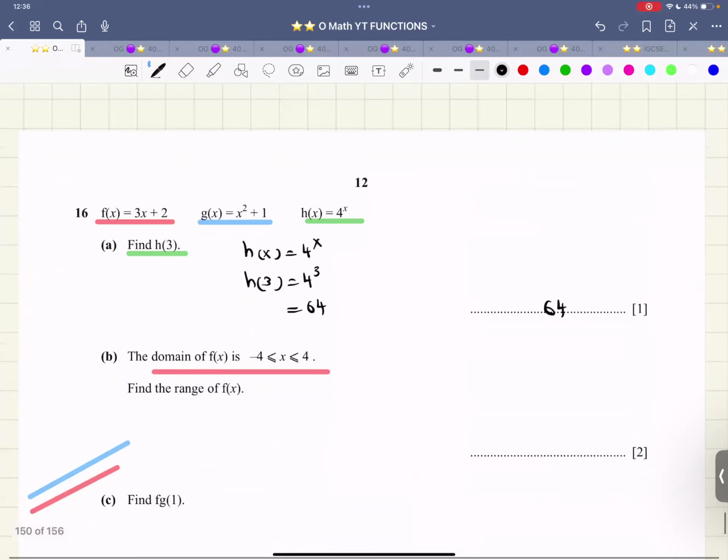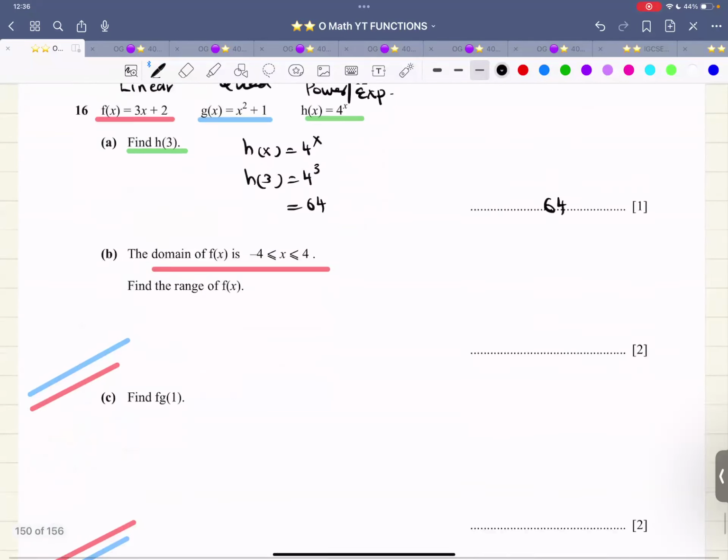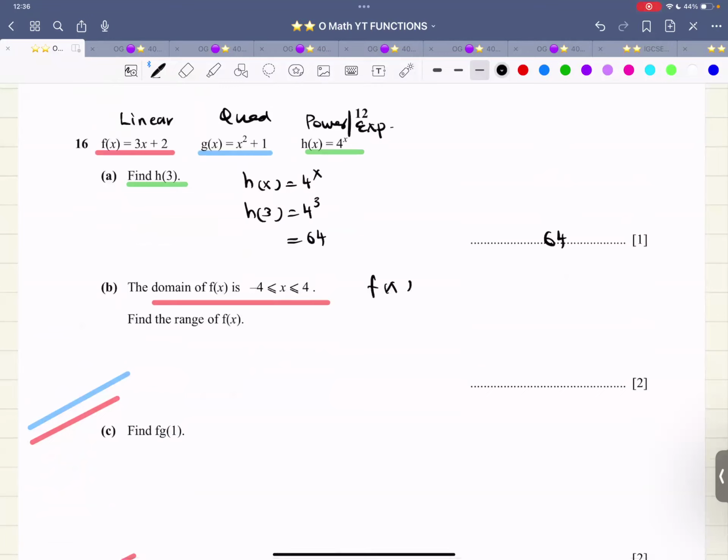The domain of f is this. By the way, this is a linear function. This is a quadratic. This is a power or exponential function. The domain of f(x) is this. So what is f(x)? First of all, that is 3x plus 2. So in a straight line, there is no turning point. All you need to do is to plug in -4. So 3 into -4, -12 plus 2, that is -10.